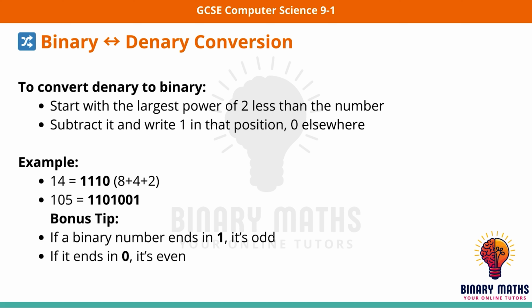Let's have a look at some of the solutions to the examples that we've looked at as well. Denary 14 is 1110 in binary. Denary 105 is 1101001. Do you notice how the last bit matches odd or even? So 105 is odd, so it ends with a 1.